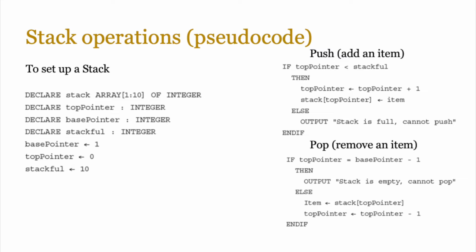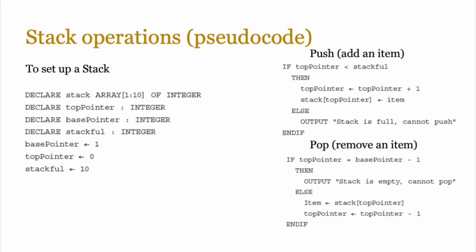The push operation just compares the top pointer to stack full. Well, if the top pointer, which begins with 0, is less than 10, then top pointer is top pointer plus 1, so you increment it, and in that particular position you store the item. If it's not less than 10, for example, if it is 10, then that means that the stack is full, so that's your else branch of the if statement.